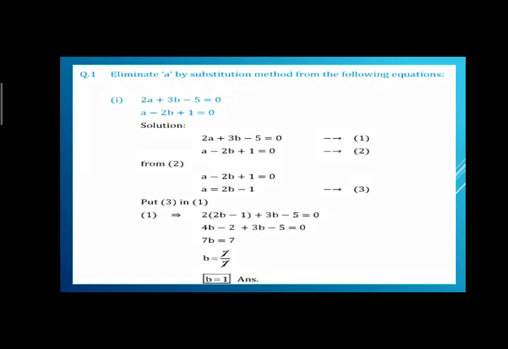So you just multiply 2 with 2b minus 1. When you multiply 2 with 2b, it becomes 4b. When you multiply 2 with minus 1, it becomes minus 2. Then plus 3b minus 5, that is equal to 0. Now add b plus b. The first term of b is 4b and the second term is plus 3b. Add both of these terms, 4b plus 3b equals 7b, and add minus 2 with minus 5, which becomes minus 7.